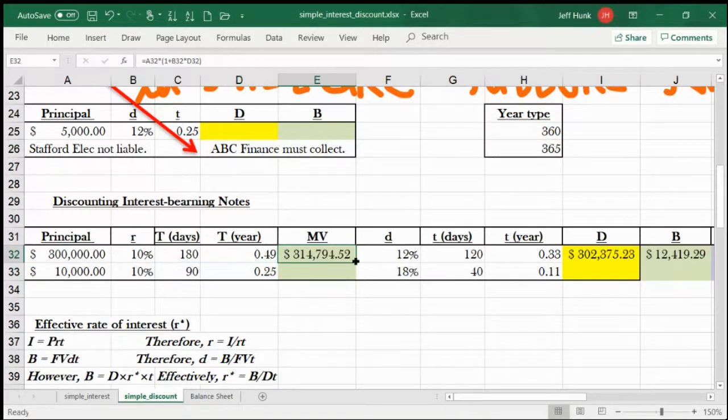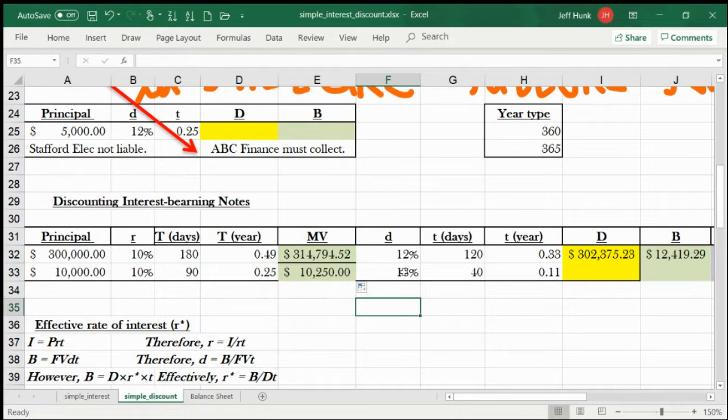So we don't have to do that again. You can just copy that, right? And discount rate is 18%, and 40 days with 40 days remaining. So what does that mean?